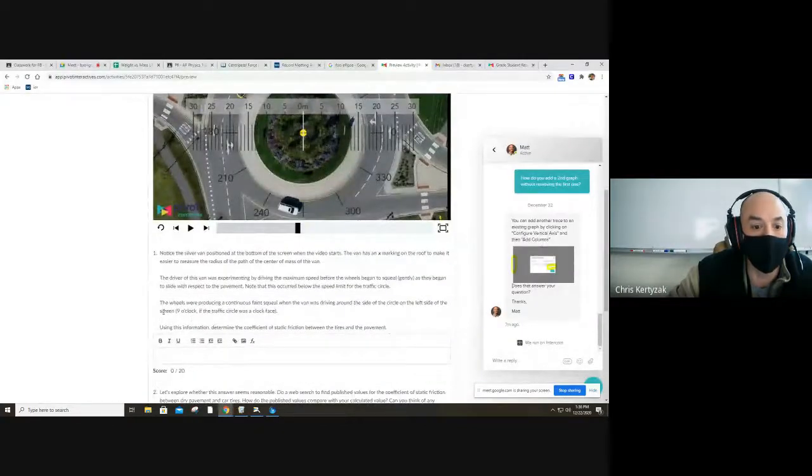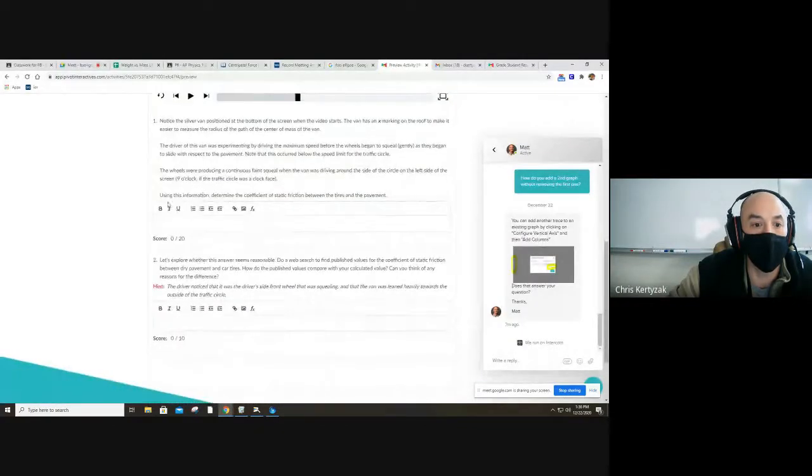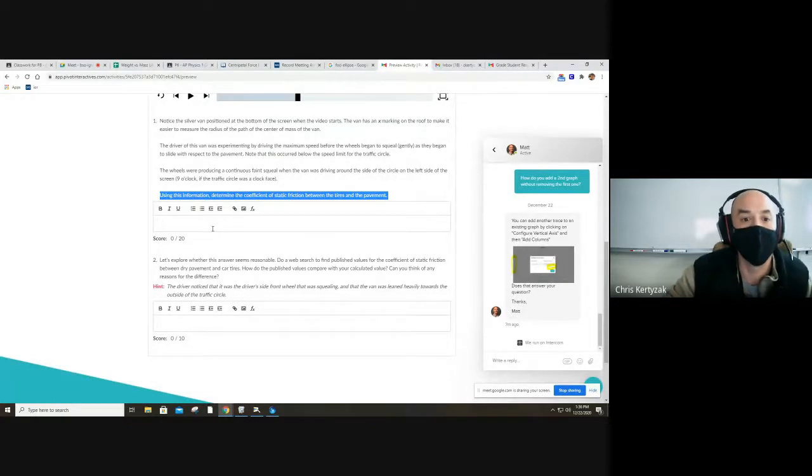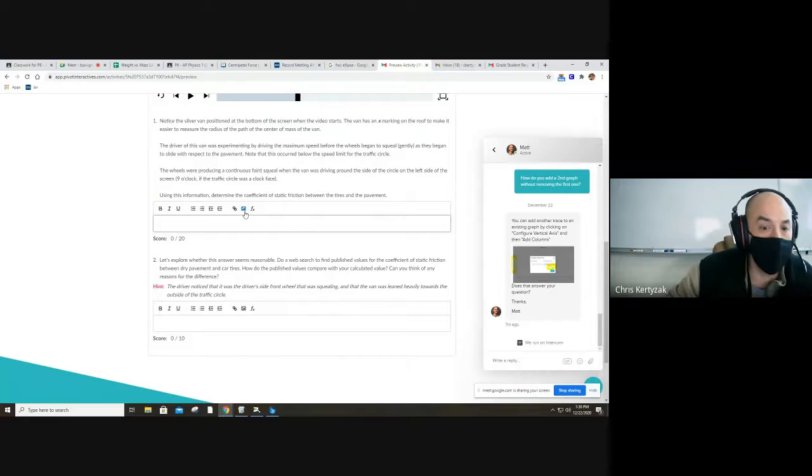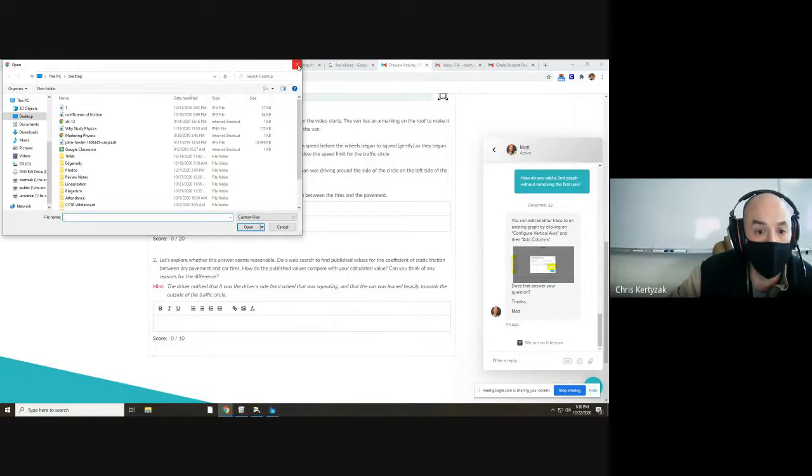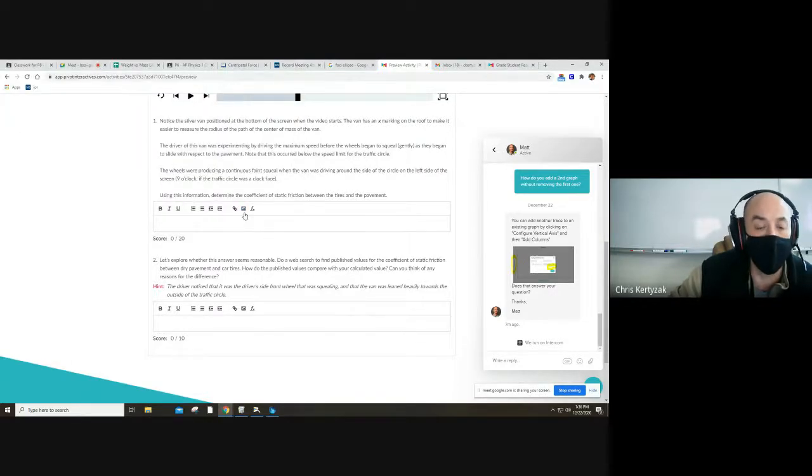Again, it says right here is the only question: using the information, determine the coefficient of static friction. Last point is that if you want to do it on paper, I think it allows you to upload right here. Take a photo with your phone. I think this little icon should let you do that. If it doesn't allow it, or there's some error with that, then you'd have to type it here.